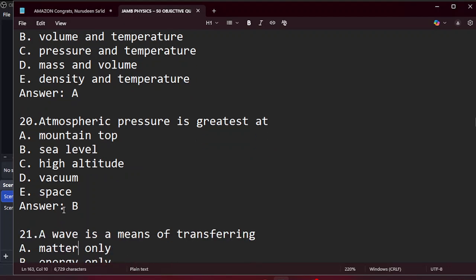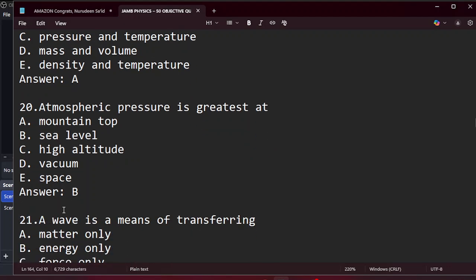Question number 20. Atmospheric pressure is greatest at A. Mountain top. B. Sea level. C. High altitude. D. Vacuum. E. Space. The answer is B, which is sea level.